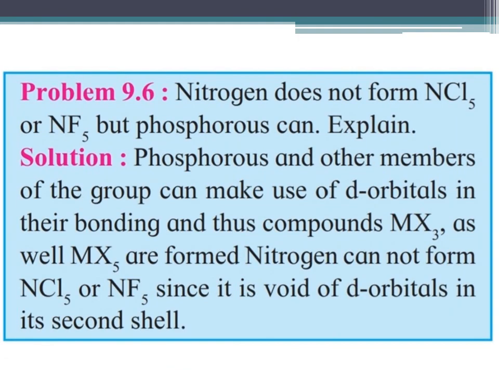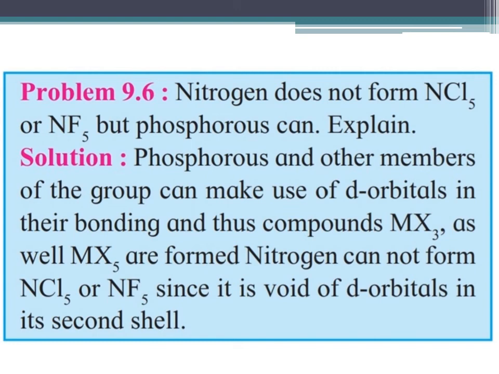Students, now let us see one more problem where we need to discuss why nitrogen does not form pentahalide. So I am reading the question. Nitrogen does not form NCl5 or NF5, but phosphorus can. Explain. So my dear students, over here it is given that nitrogen cannot form pentahalide, but phosphorus can. And why is it so? So we need to understand why this happens.